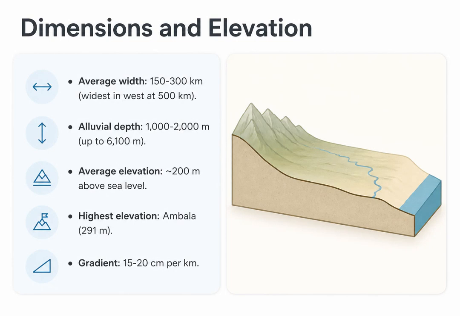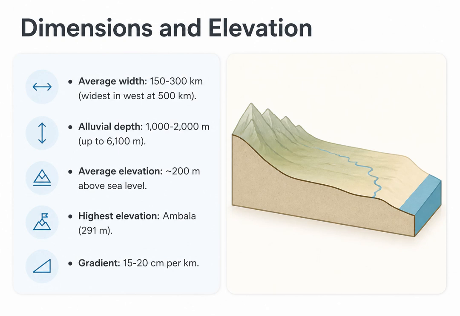The dimensions of this plain are staggering. Its width averages between 150 and 300 kilometers, though it balloons to about 500 kilometers in the west before narrowing eastward. The rivers have deposited alluvium to an average depth of 1,000 to 2,000 meters, with some spots reaching a massive 6,100 meters deep. The plain is incredibly flat, with an average elevation of just 200 meters above sea level.